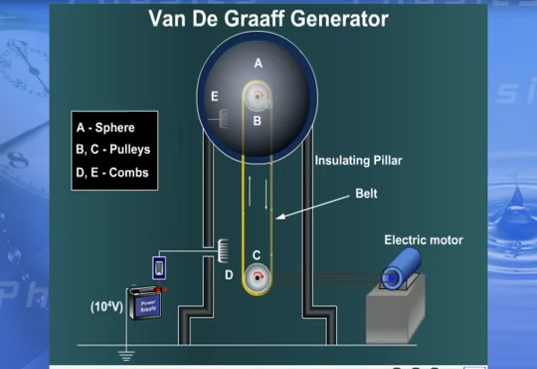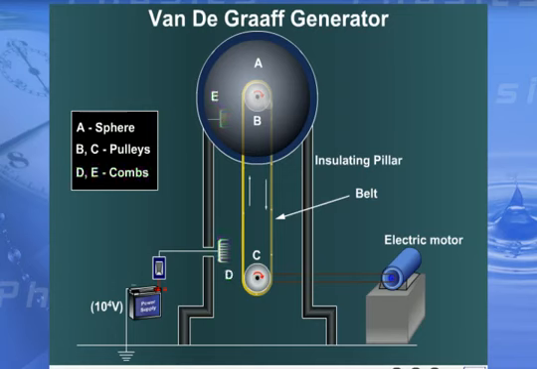A Van de Graaff generator consists of a hollow metallic sphere A. The sphere is mounted on an insulating pillar. B and C are the two fixed pulleys. A belt made of silk is moved over the two pulleys B and C.